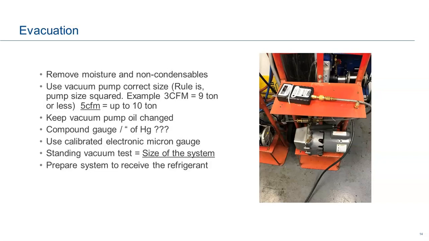And you want to remove your Schraders to get that pulled down all the way, okay, with a core remover. Obviously, it needs to be a calibrated Micron gauge. And then we want to do a standing vacuum test, pardon me. And that's going to depend on the size of the system, all right? So that's going to vary a little bit.